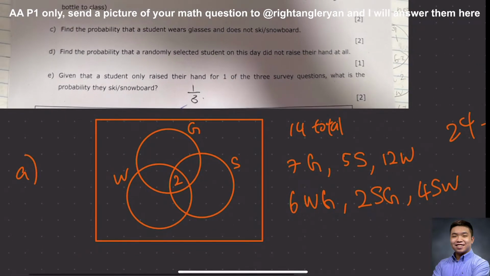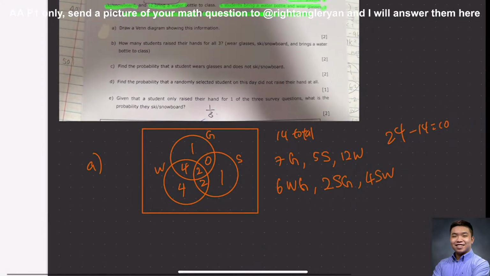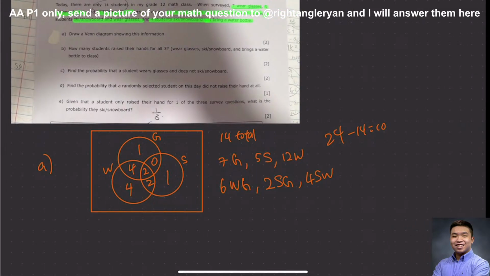Okay, if I know 2 people are in the middle, since I know 2 is in SG, therefore 0 people are in here. 4 people will be in here, and 2 people will be in here. Now I want to make 7G, so I need to put 1 person here. I need 5 for S, so I put 1 here. 12 for W, so 2 plus 2 is 4, 4 plus 4 is 8, 8 plus 4 is 12. Okay, so that's how you make your Venn diagram.